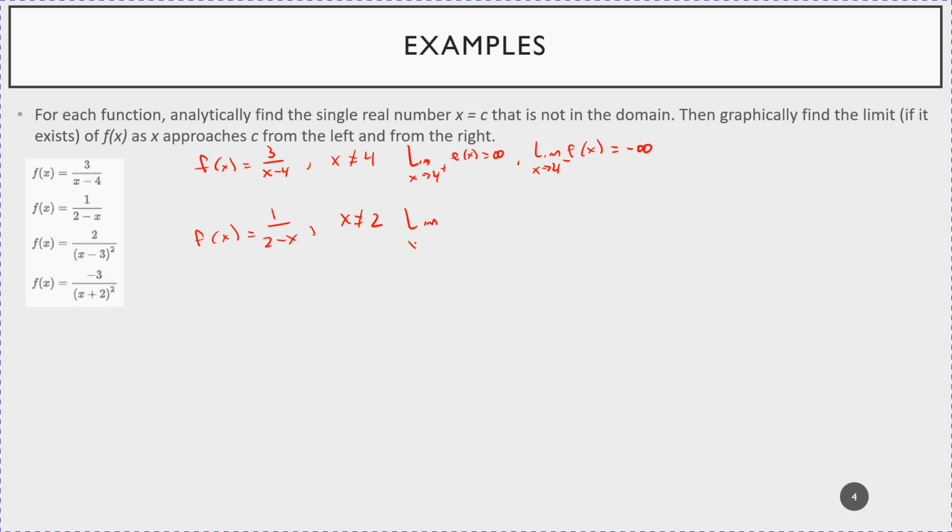So the limit as x goes to 2 from above of f of x we saw was equal to negative infinity, and the limit as x goes to 2 from below, we saw that that was equal to infinity. Now let's look at this one here.